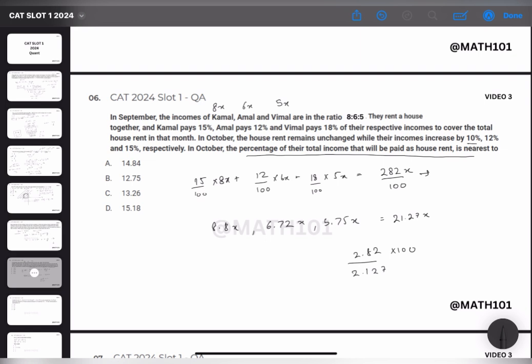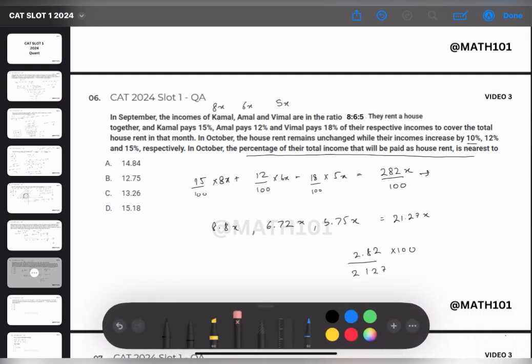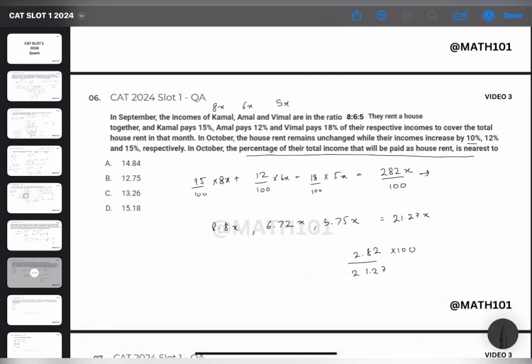So this comes out to be, let's check, 282 divided by 21.27, okay? It's 13.258. So the answer is C.